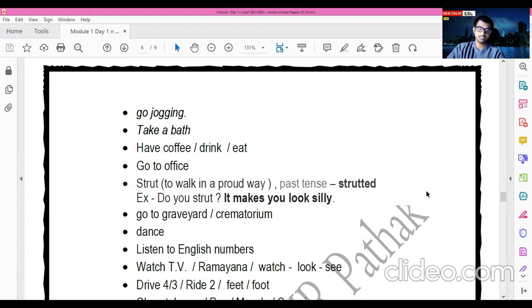Okay, the next one is, do you watch TV? When you're having concentration and interest, like while watching TV, you can say, yeah, I watch TV. I don't watch TV. Okay, and what's the difference between watch, look, and see?